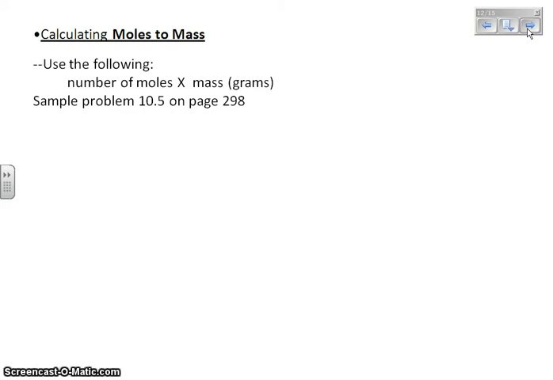So we are on page 298, the sample problem 10.5. So let's go ahead and get started on that. The aluminum satellite dishes in figure 10.8 are resistant to corrosion because the aluminum reacts with oxygen in the air to form a coating of aluminum oxide, Al2O3. This tough resistant coating prevents any further corrosion. What is the mass of 9.45 moles of aluminum oxide?